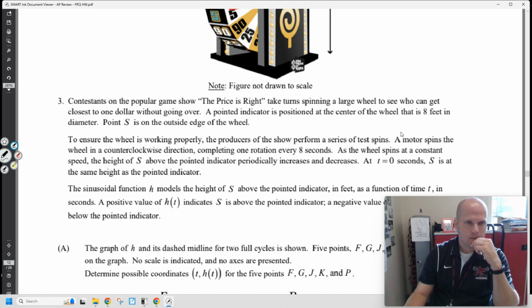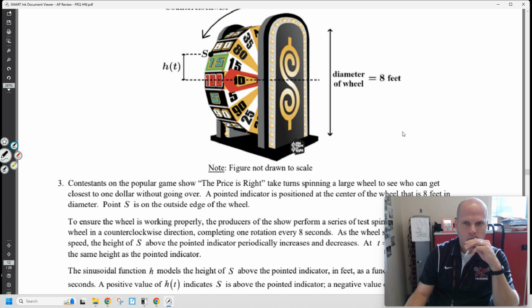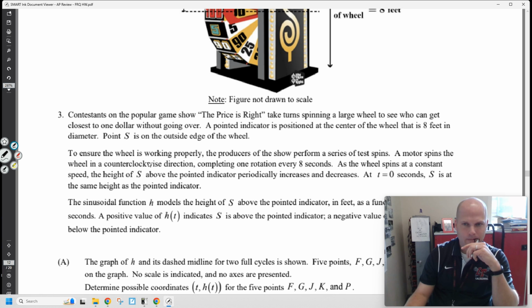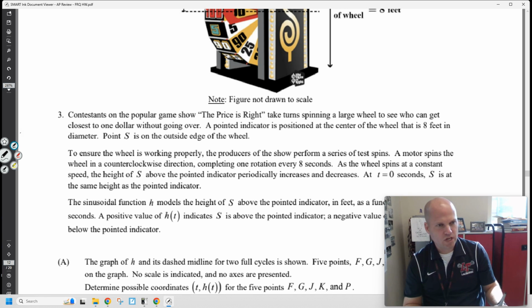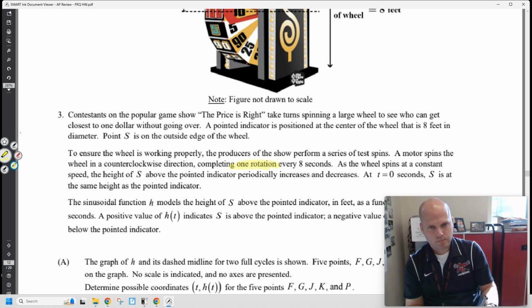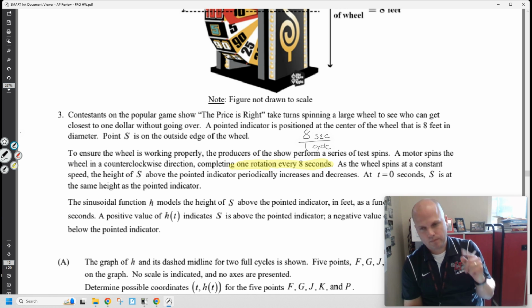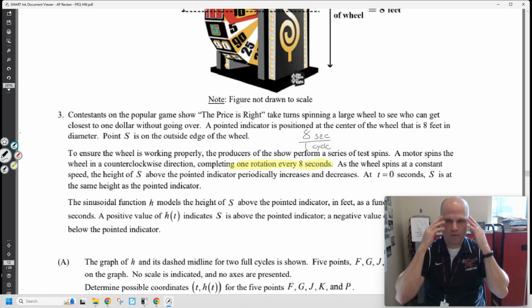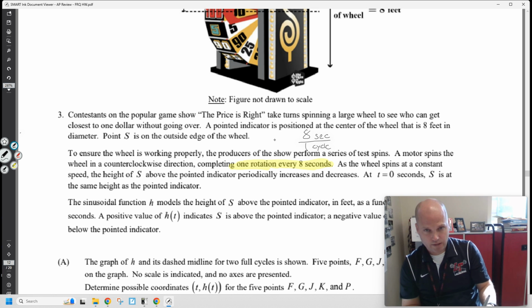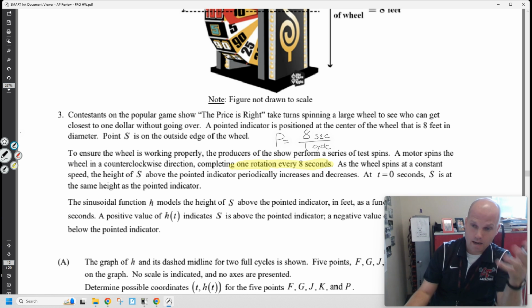All right, Wheel of Fortune. Okay, 8 feet in diameter, point S. Are we talking about one rotation every 8 seconds? Okay, that's a period. 8 seconds per one rotation. That's important. Make sure we understand whether we have a frequency or a period. They're telling us the period: time per one cycle.